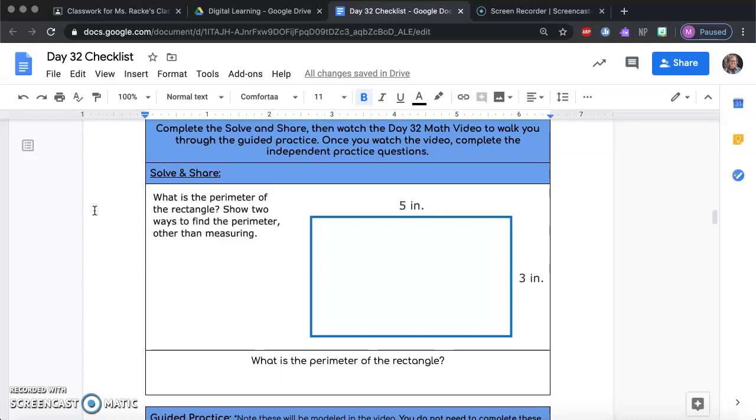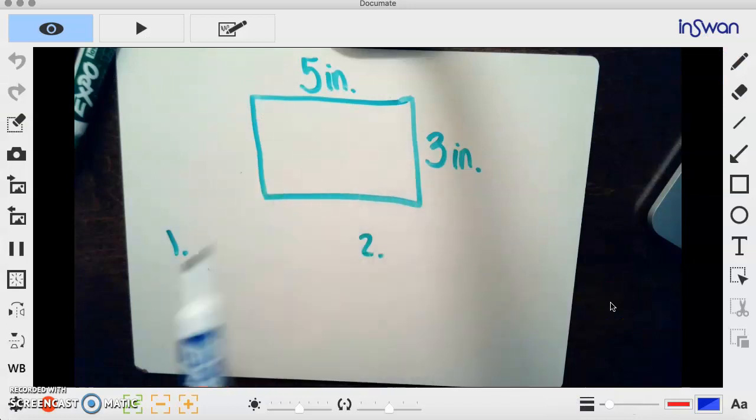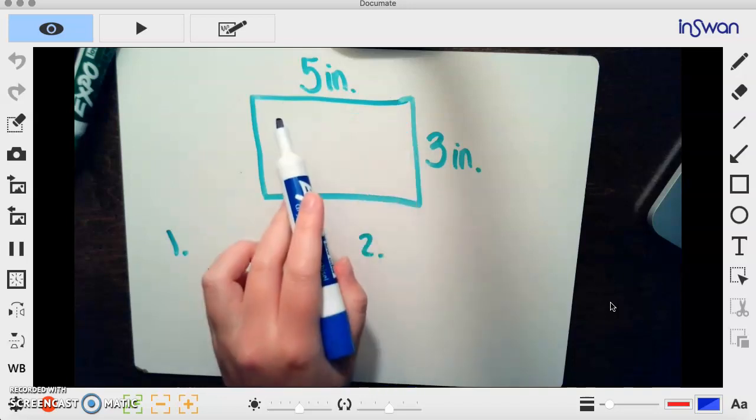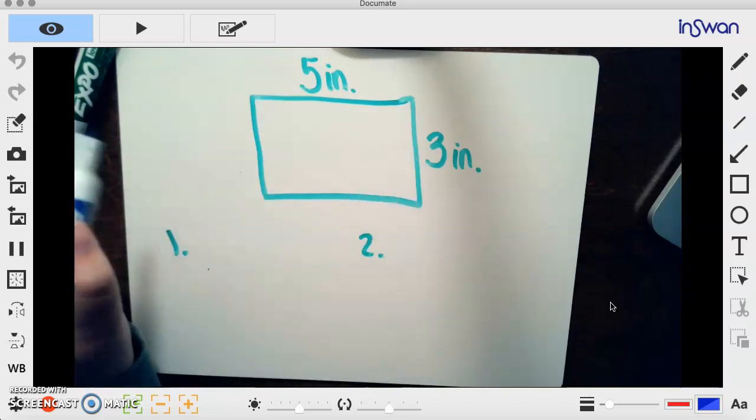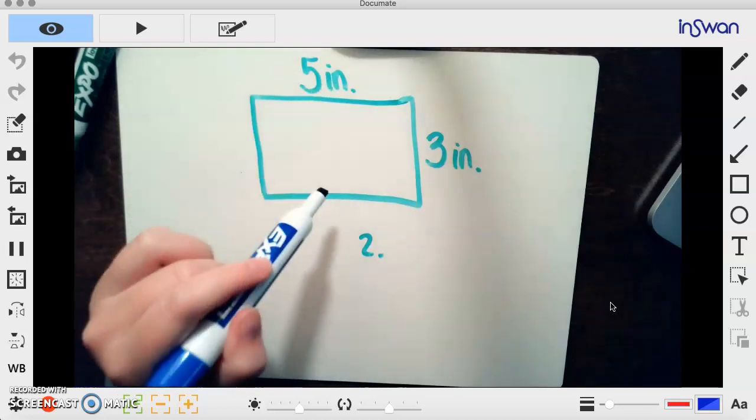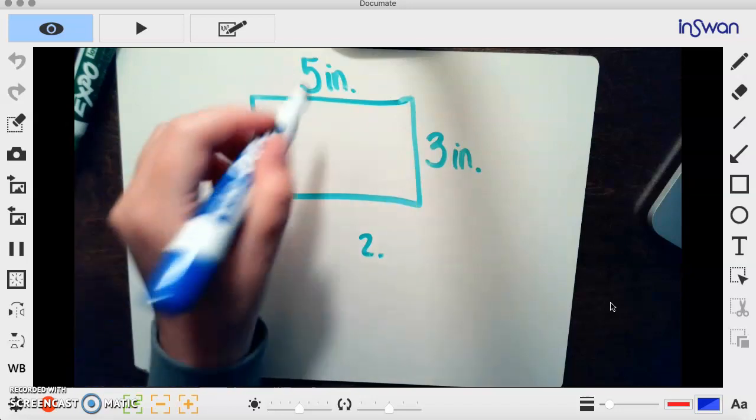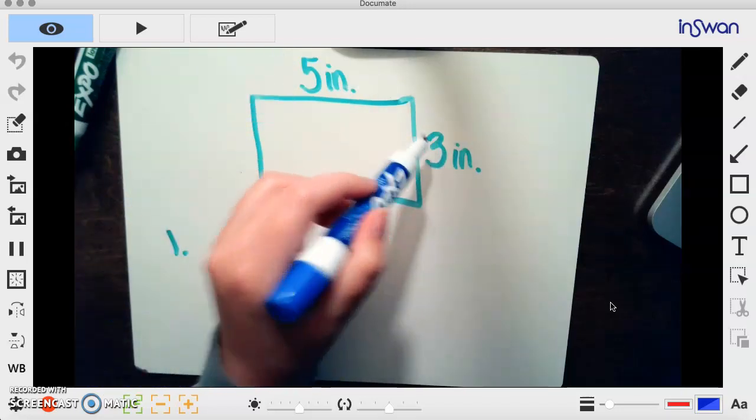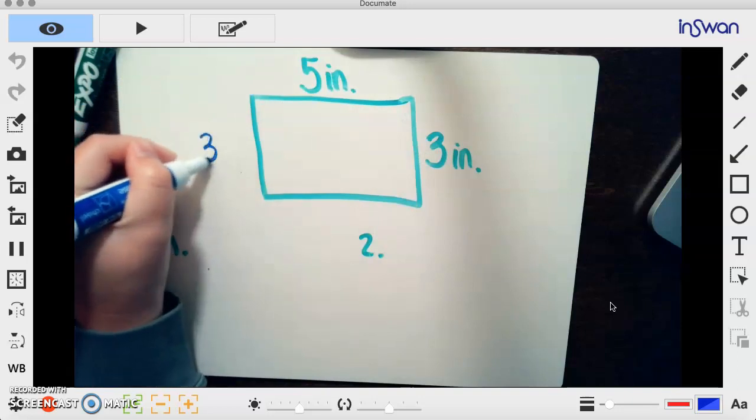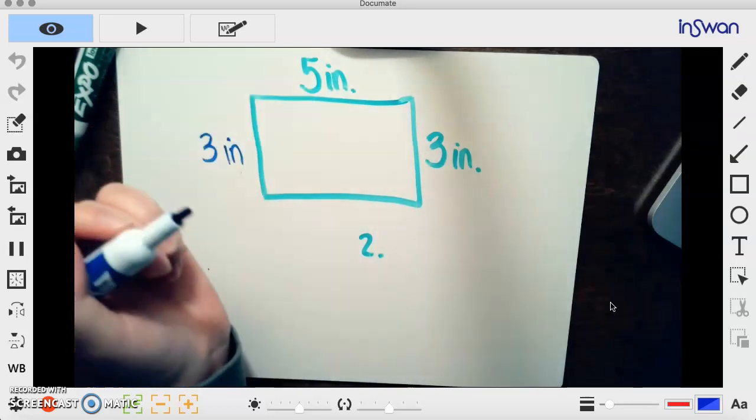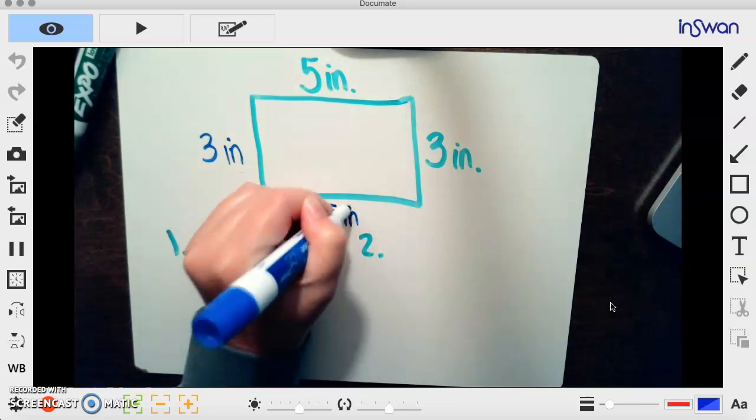So our solve and share is what is the perimeter of the rectangle? Show two ways to find the perimeter other than measuring. So I have my shape right here. This is where I'm going to find my first way and my second way. So I know that this shape is a rectangle. They told me that it was a rectangle. And rectangles mean that the opposite sides are the same length. So I can essentially know that because this is 3 inches, this is also 3 inches. And because this is 5 inches, this is also 5 inches.